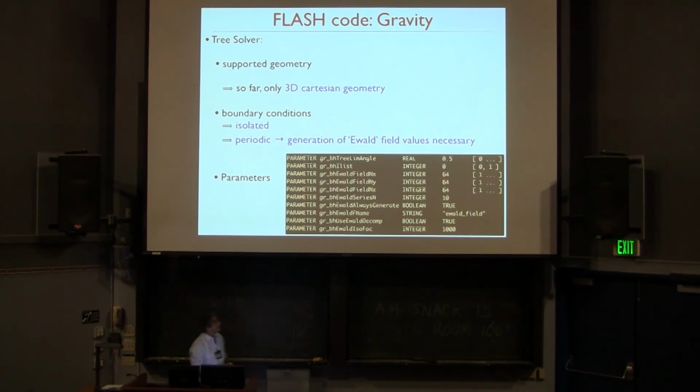The most important parameter for the setup is, of course, the opening angle. This is certainly something I encourage you to play around with a little bit, to get a feeling for what is a good value for a certain problem. A value of 0.5 is certainly already sufficient for most of the problems. And many times you can even go up to a value of 1 for the opening angle, which again speeds up your simulation quite a bit.